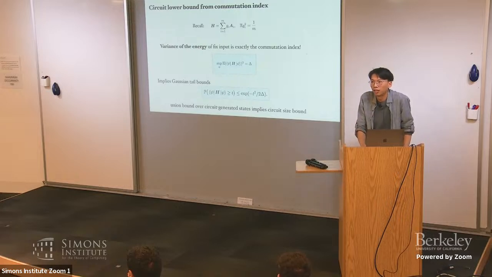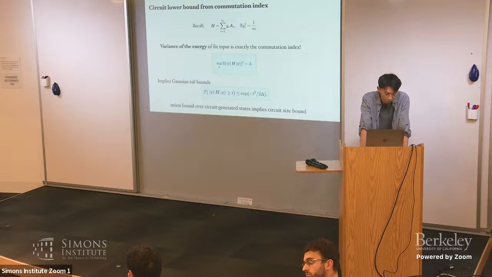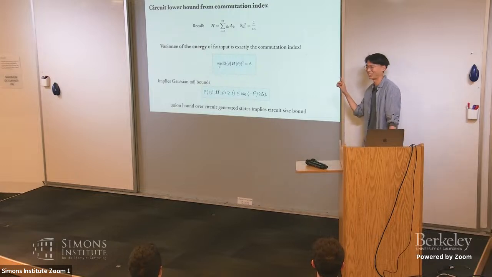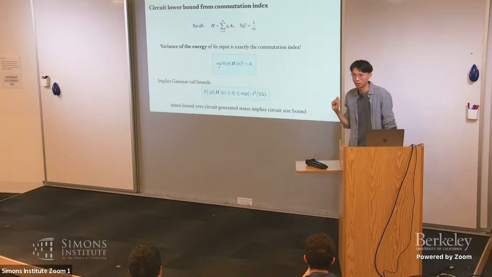I was also wondering about the question: for fermions, is it also the case that if I just take a fixed Hamiltonian, I have the same circuit bound also? Fixed Hamiltonian? No, this requires Gaussian randomness. All these arguments require Gaussian. I know that the argument works for Gaussian.